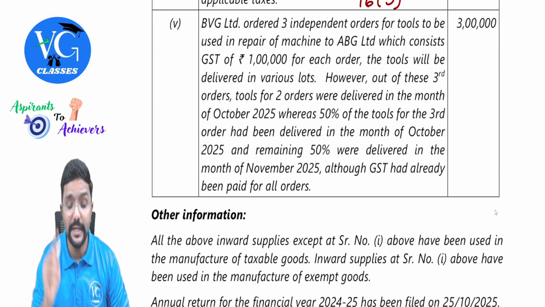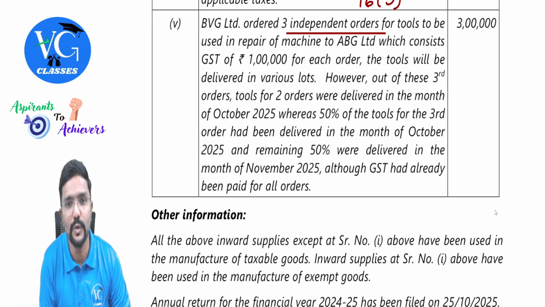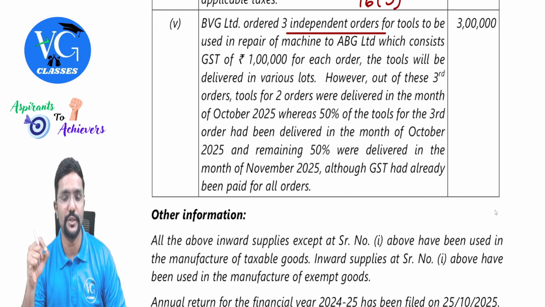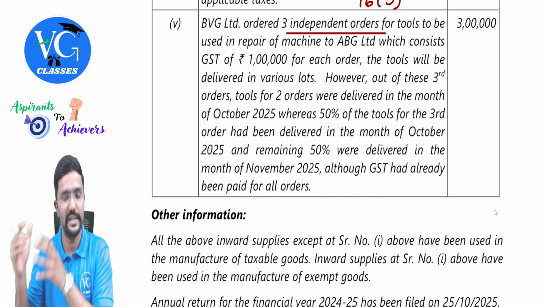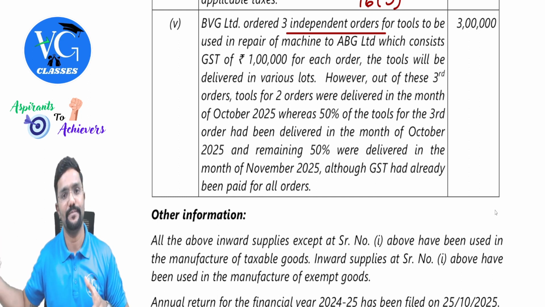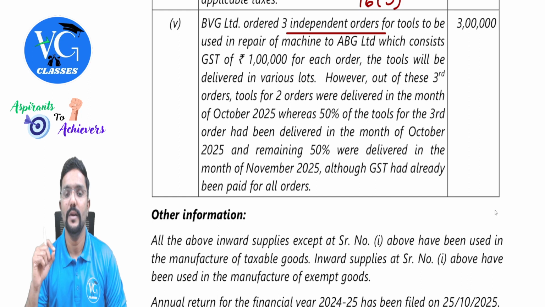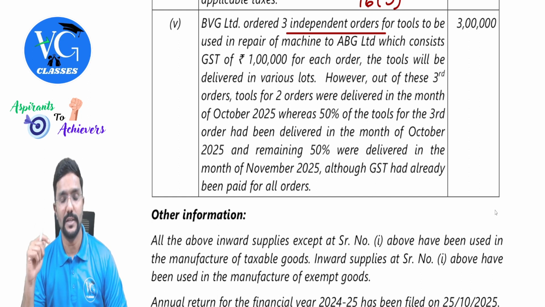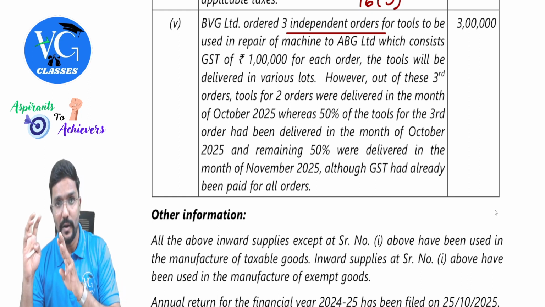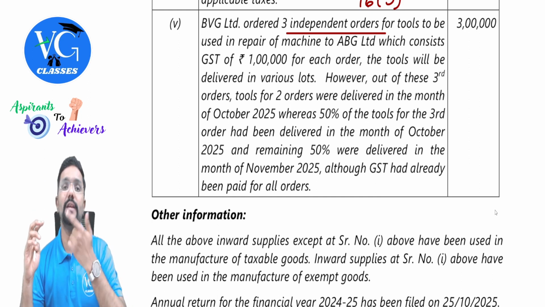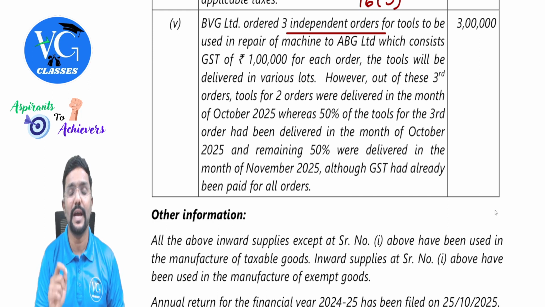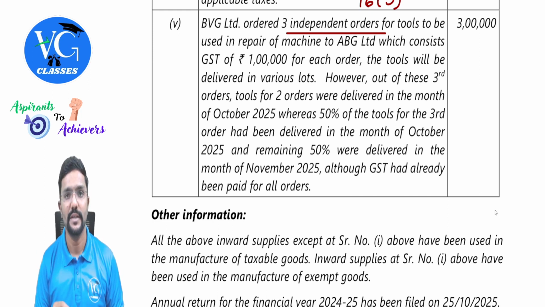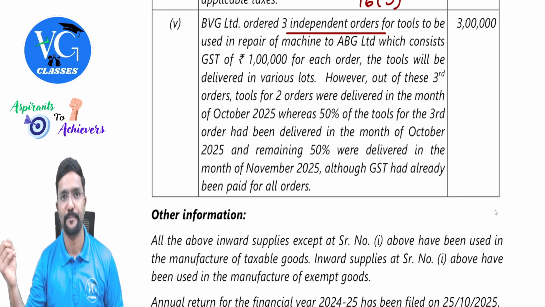Next. BVG Limited placed 3 independent orders for tools to be used in repair of machines with ABG Limited, which consist of GST of 1 lakh for each order, means totally 3 lakh. The tools will be delivered in various lots, means 3 independent orders, but each order will be delivered in lots. And if the goods are delivered in lots, as per the proviso to section 16, you can claim full credit only when you receive the last lot.